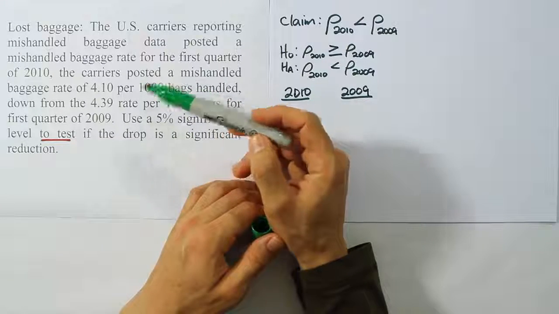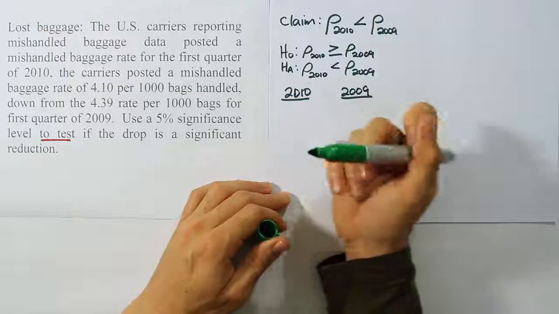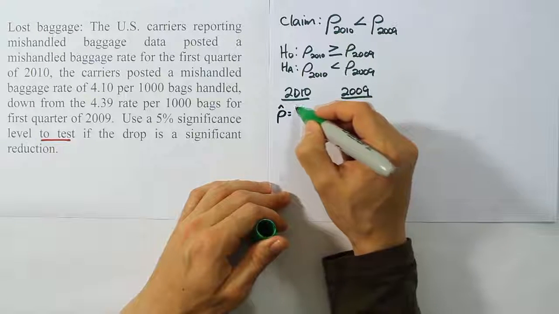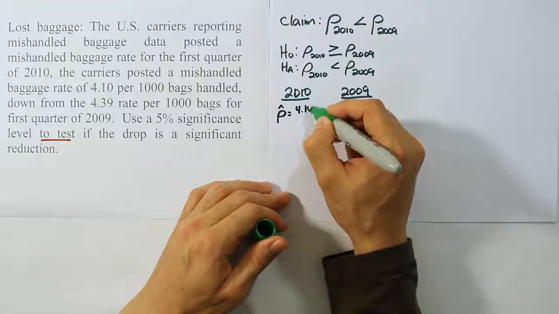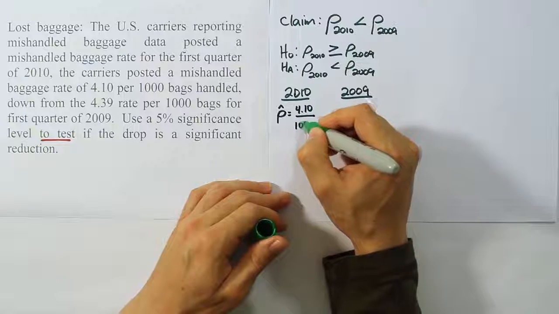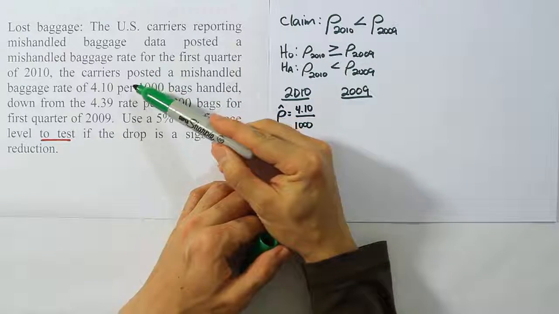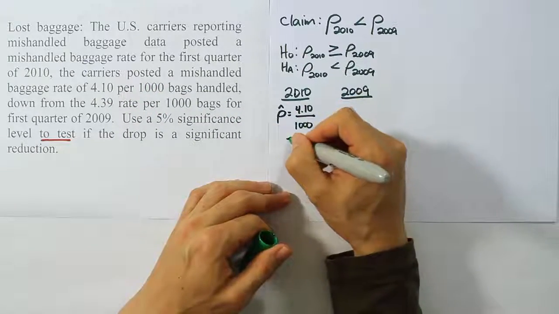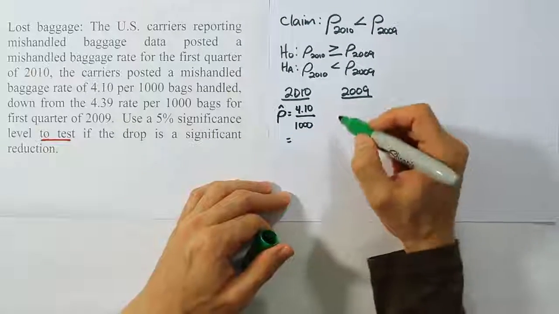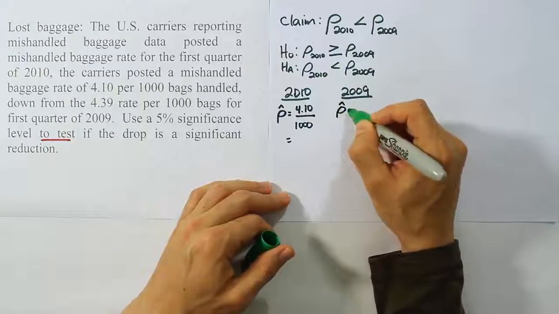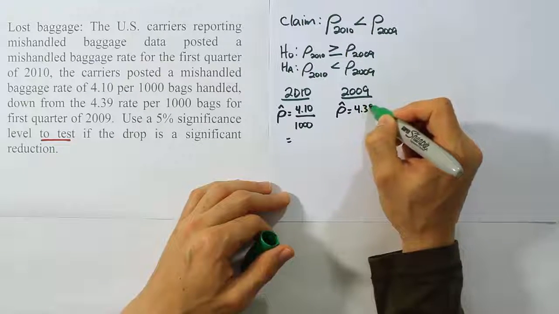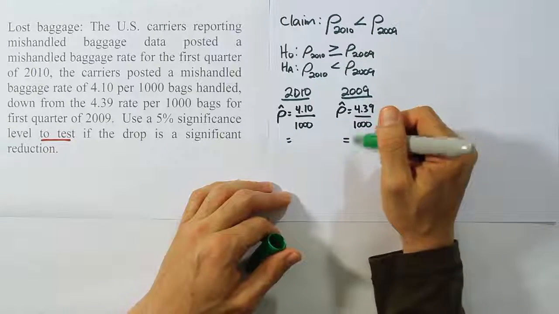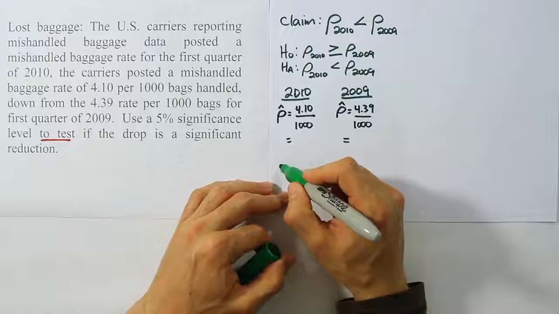We don't really have that here, but you can treat them as if they're your X and your N, because essentially what they're saying is that the p-hat, the sample proportion for 2010, can be found by 4.10 per 1,000. The word per in mathematics means to divide. So if you take 4.10 and divide by 1,000, you will get an estimate of the sample proportion for 2010. For 2009, they have the same kind of information, right? They have 4.39 per 1,000 bags, and again, we'll get a sample proportion. So it's a different way to give the same thing that we normally have in problems.